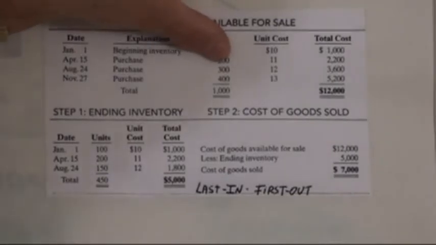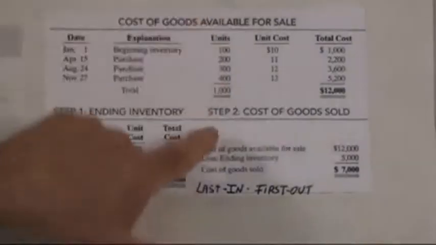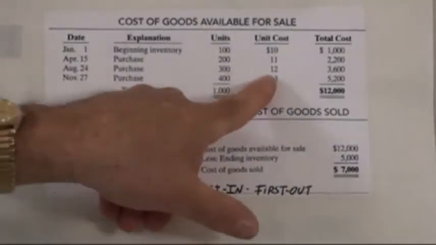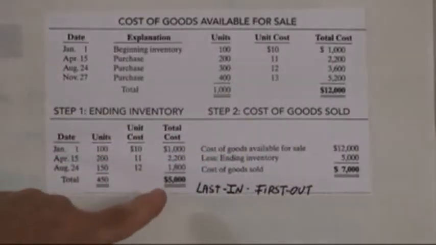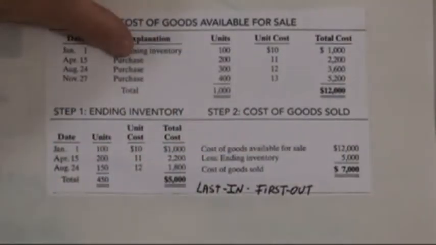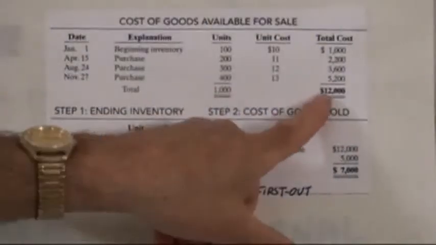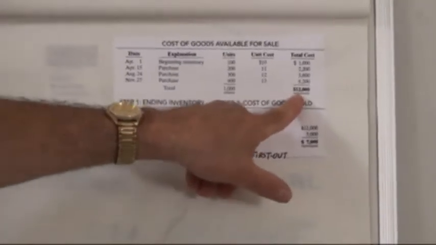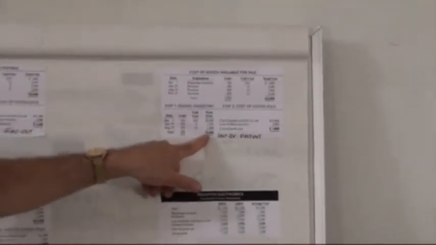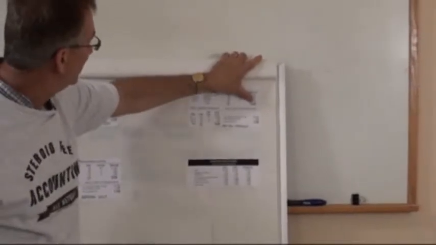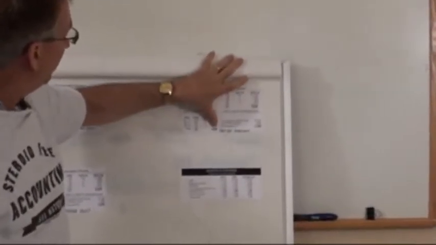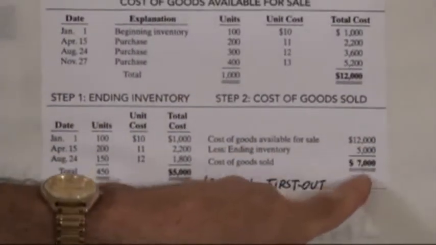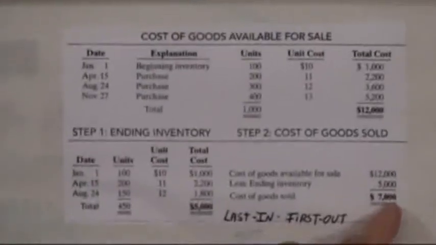Notice what we haven't done is use what we've sold. What we sold were the 400 units at $13 and 150 of these at $12. We don't have to extend that out because, from the calculation we've already learned, from the total goods available for sale, which was $12,000, we subtract our ending inventory. If this is everything we had to sell and we have calculated $5,000 left, we would subtract the 5 from the goods available for sale and come up with our cost of goods sold.